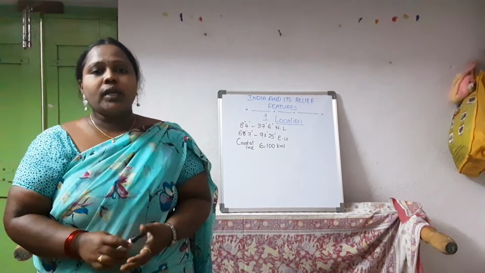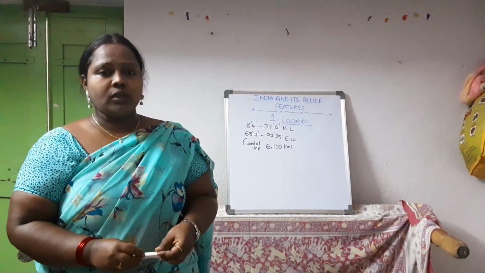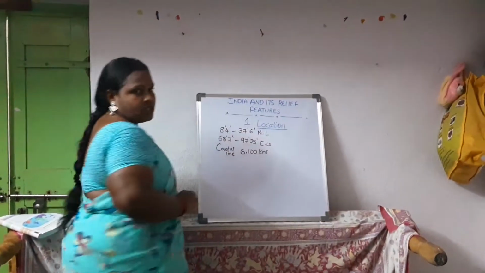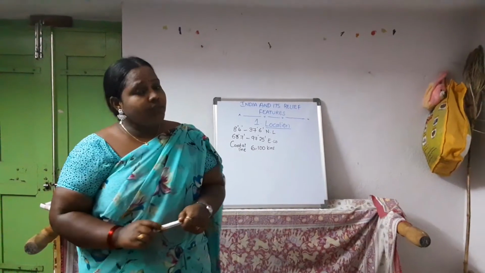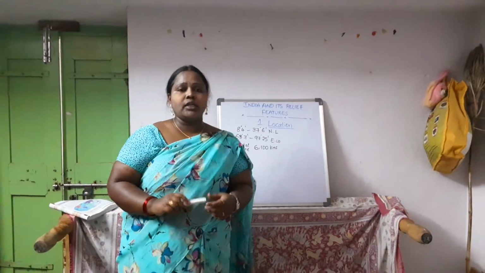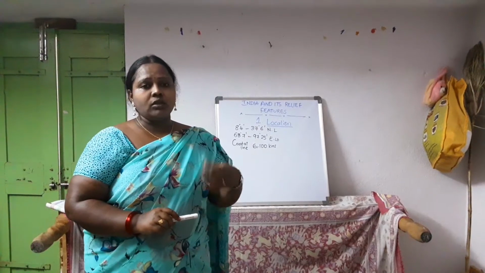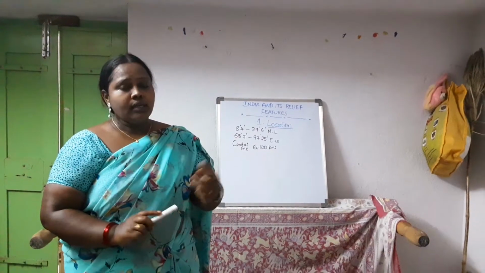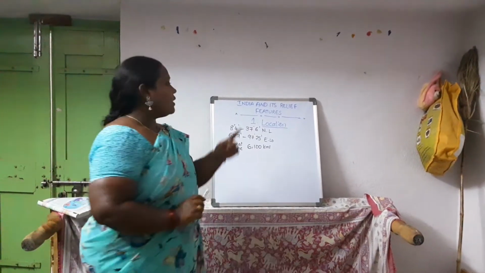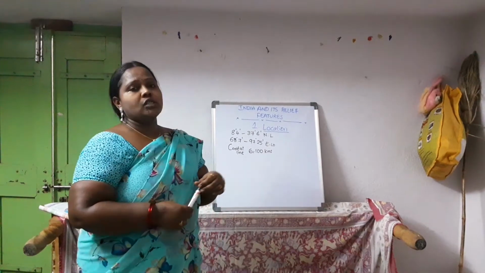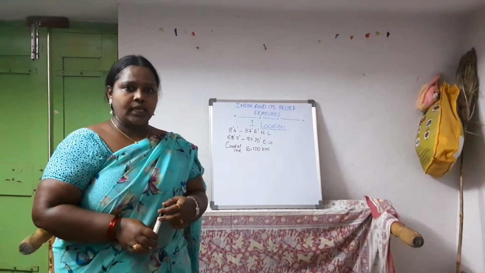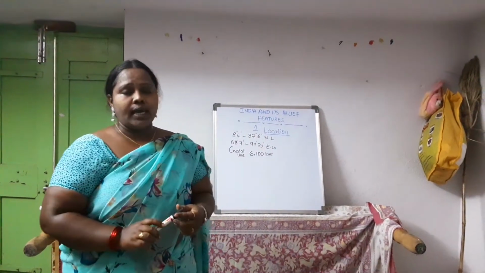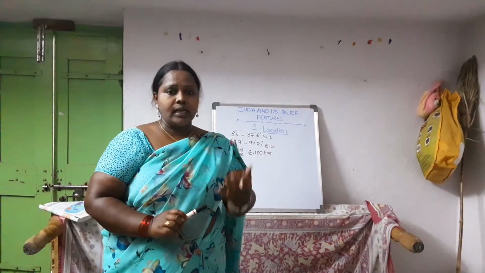So today we will be discussing in brief the first chapter in our 10th class, that is India and its relief features. First, what are relief features? Relief features are related to a landscape. What does landscape mean? Mountains, hills, plateaus, valleys, altitudes and so on. All these come under relief features. So if you want to know the relief features of India, the first and foremost thing is the location. First, we need to locate where India actually exists.